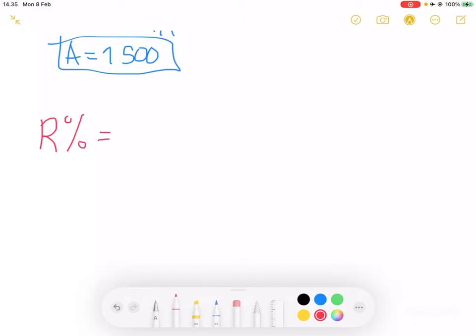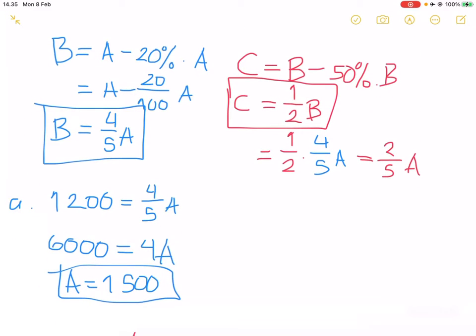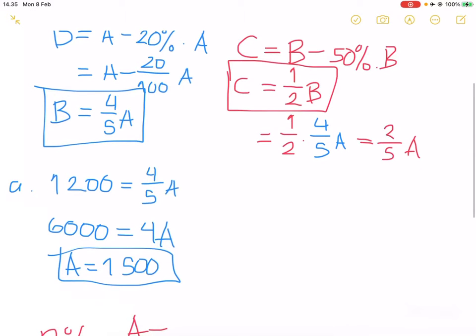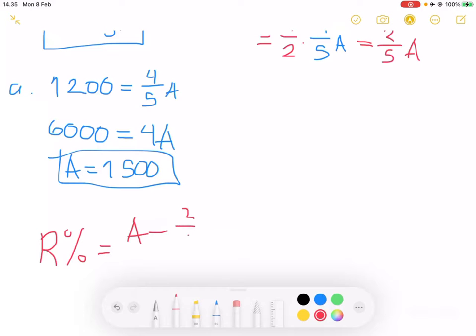R percent is equal to our original value, which is A, minus our decreased value, or a new value I was supposed to call it, which is 2 over 5A, or in other words C, but we know C is 2 over 5A, and all over our original value, which is A, and multiply this by 100%. Okay, there we go.